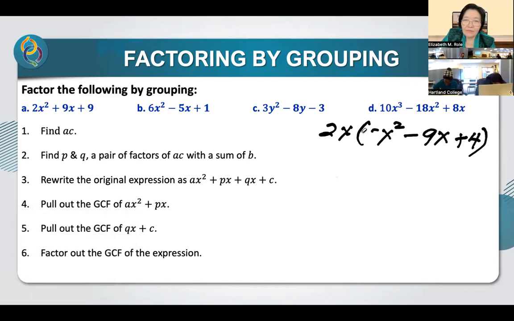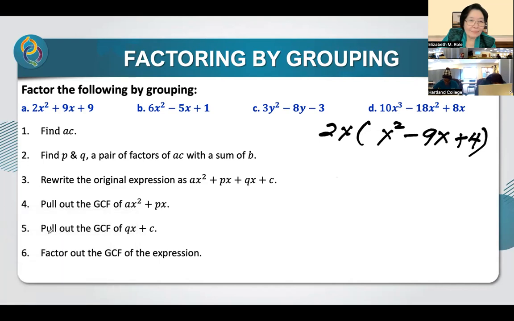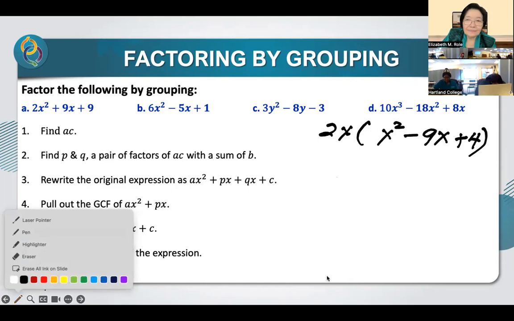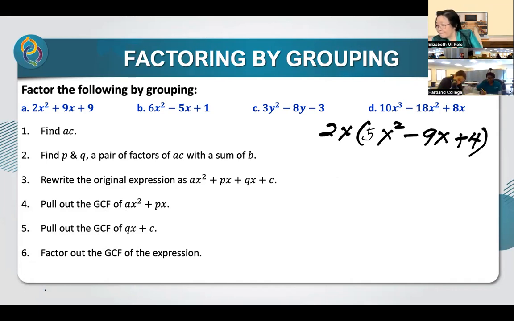Okay, let me erase and make it nice. My writing is not perfect. 5x squared minus 9x plus 4. All right. So what are now the factors of those? No, you should have 2 factors. You can follow your AC.